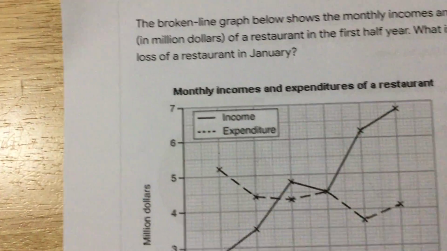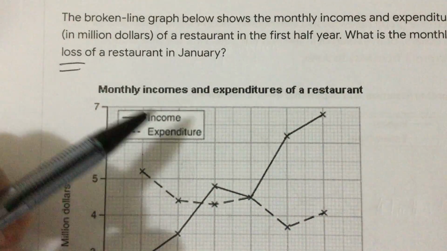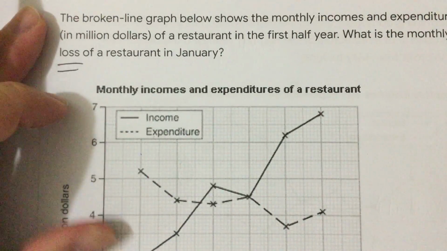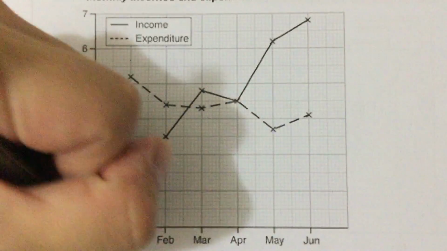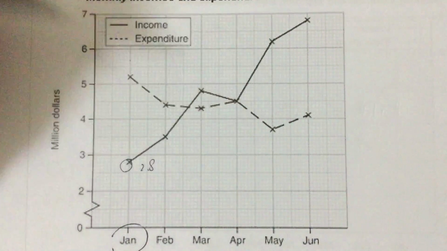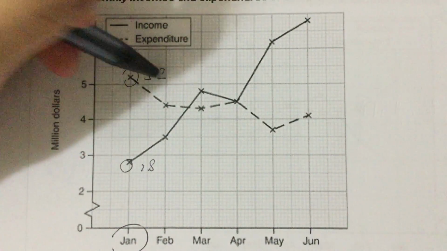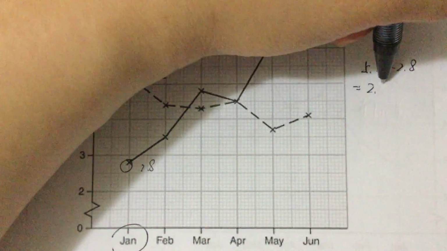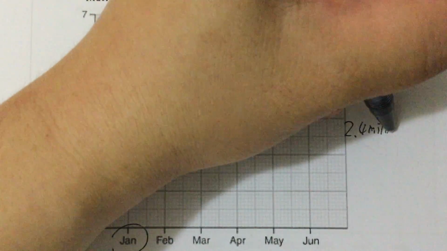Next. The broken line graph shows the monthly loss. Loss means that we pay more than we earn. So that means expenditure minus income. So let's look at January. That means the first month. Okay, for the first month, you will see the income is only $2.8 million. And then the expenditure is 5.2 million. So that is 5.2 minus 2.8. So the answer is 2.4. So you can say the answer is 2.4 million.